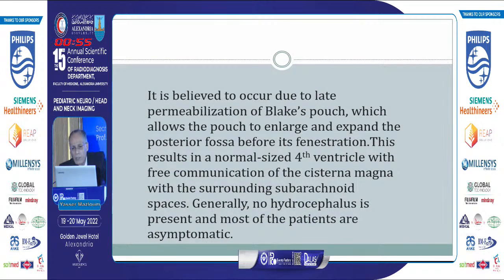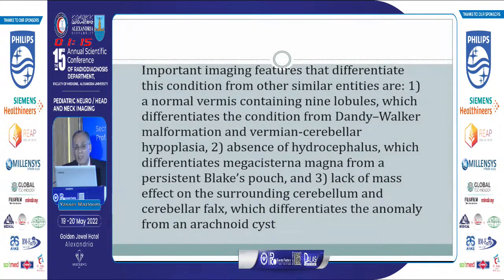It's believed to occur due to pre-fenestration of Blake's pouch, which allowed the pouch to enlarge and expand in the posterior fossa before fenestration. This results in a normal size fourth ventricle with free communication with the cisterna magna and the surrounding subarachnoid space. Generally, no hydrocephalus is there, and most patients are asymptomatic.